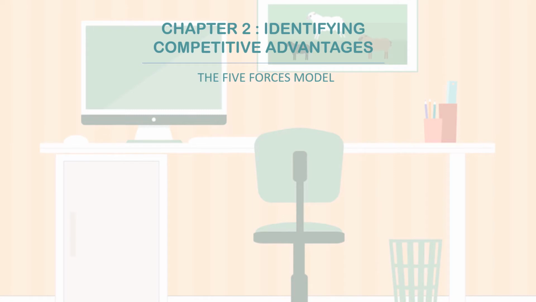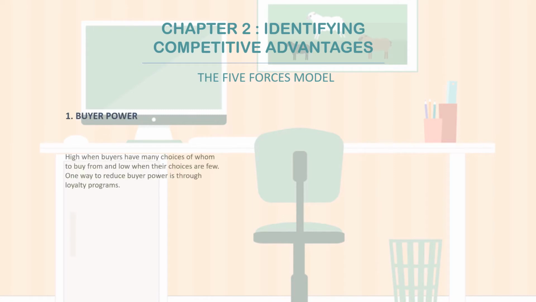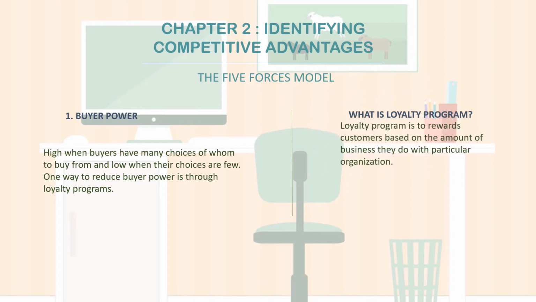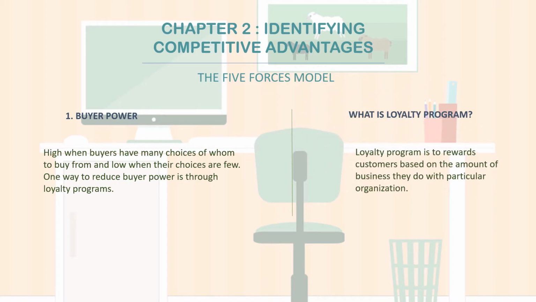For Chapter 2, I will go through the first thing first, which is buyer power. The definition of buyer power is high when buyers have many choices of whom to buy from and low when the choices are few. One way to reduce buyer power is through loyalty programs. So what are loyalty programs? Loyalty programs reward customers based on the amount of business they do with a particular organization.